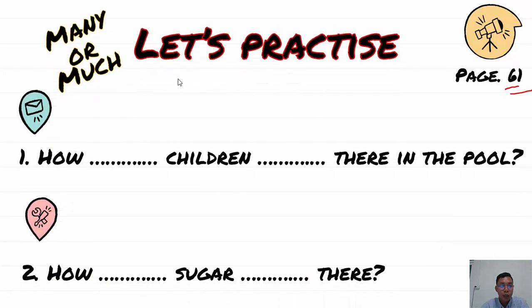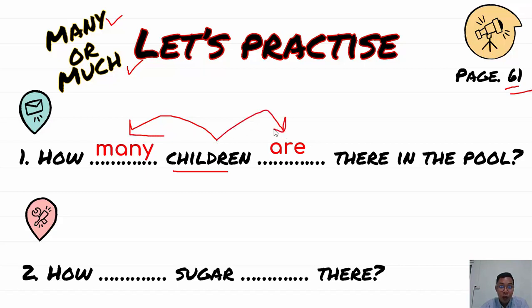Okay, page 61. This is when to use many or when to use much. In these two sentences, how many children are there in the pool? Children is a countable noun, so we use many. Children is also in plural form, so we use are. If it's a singular noun, we use is. And also with an uncountable noun, we use is.